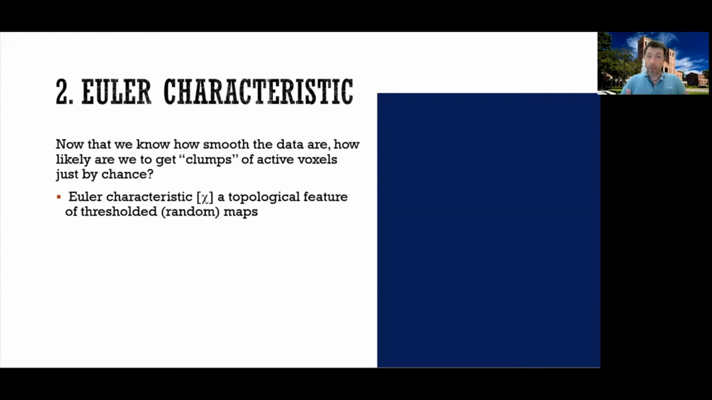So now that we know how smooth the data are, the next question is, well, if I had a null data set that were exactly this smooth, how likely am I to get big peaks of activation that would look like activations, even though they would be false positives? And so in order to do this, and this is the second piece of the puzzle, we're going to use the Euler characteristic, typically referred to as chi, which is a topological feature of thresholded maps. And it goes more or less like this.